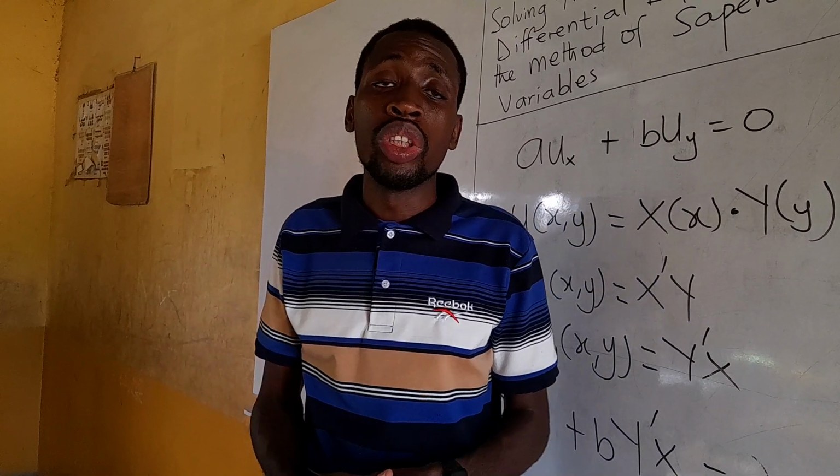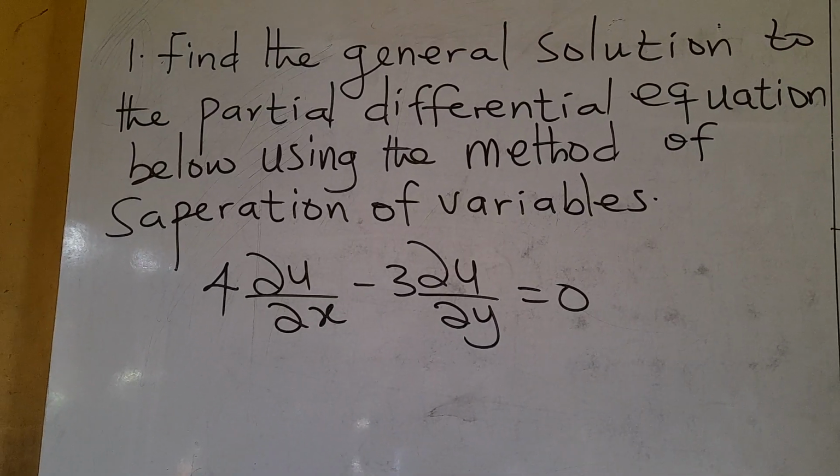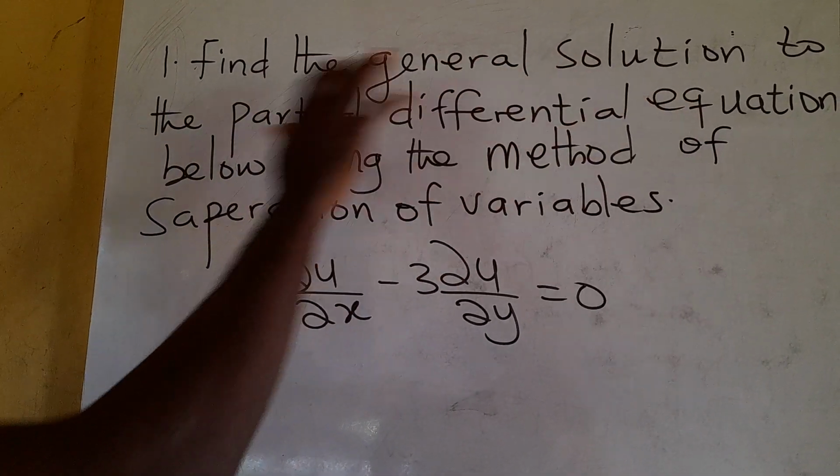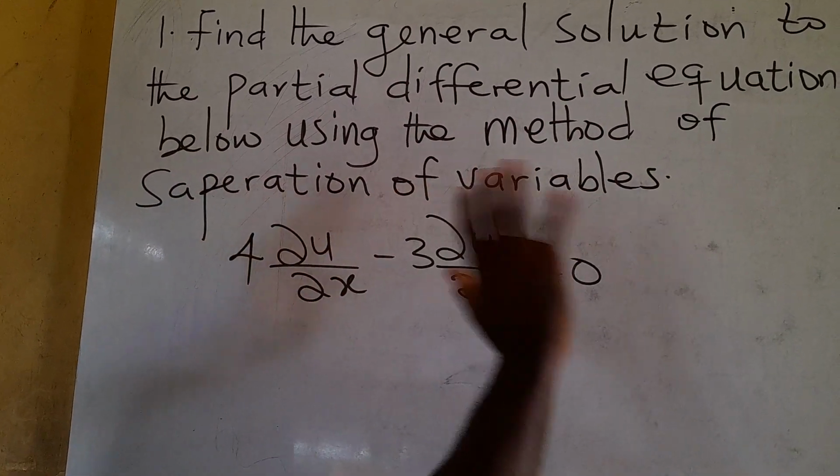Now we'll take a sample question and I will take you through how we do that. So let's solve our first question. It says, find the general solution to the partial differential equation below using the method of separation of variables.